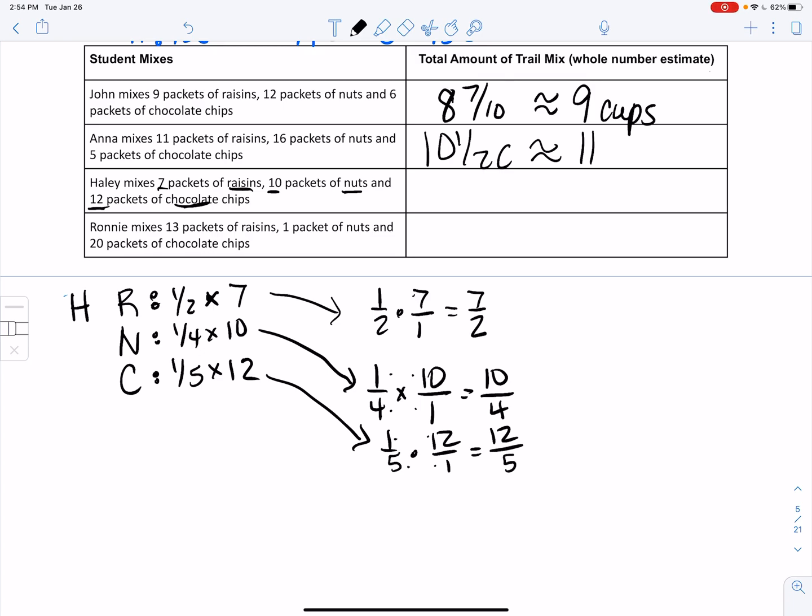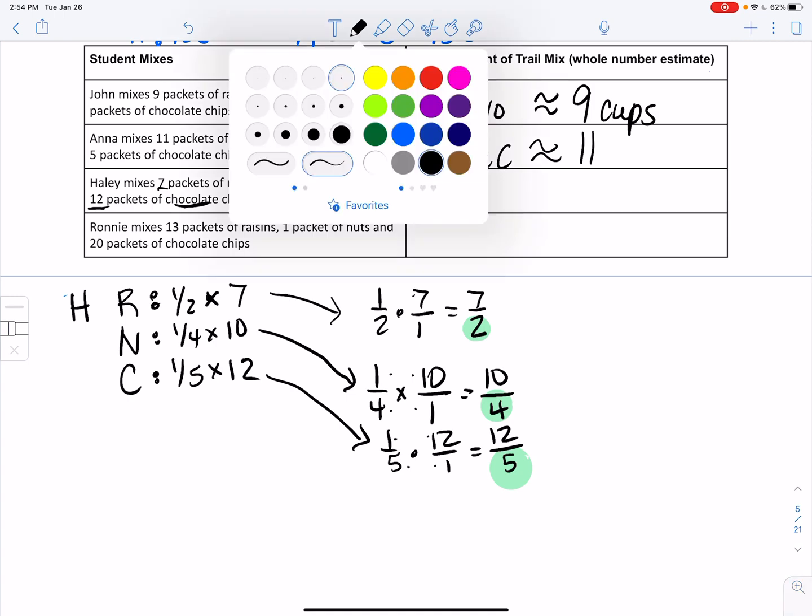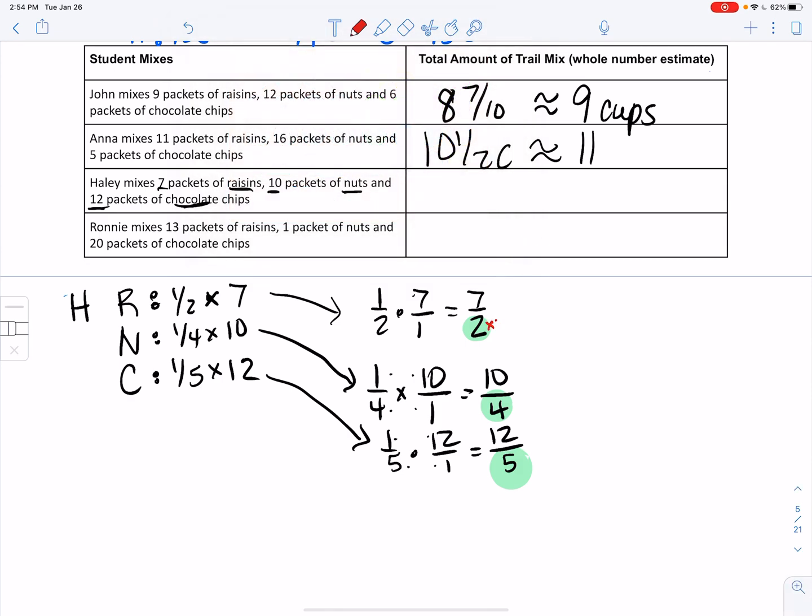Now I need to change those. I don't want to do that. So I want to make a common denominator. This is one of those times when I can make a common denominator if I want to. So what I'm noticing is 4 times 5 is 20. I can turn the 4 into 20, I can turn the 5 into 20, and I can turn the 2 into 20. So I'm going to multiply this one by 10.